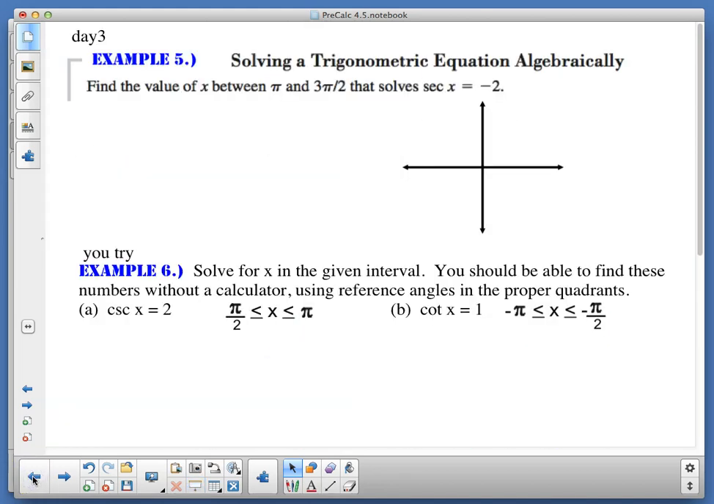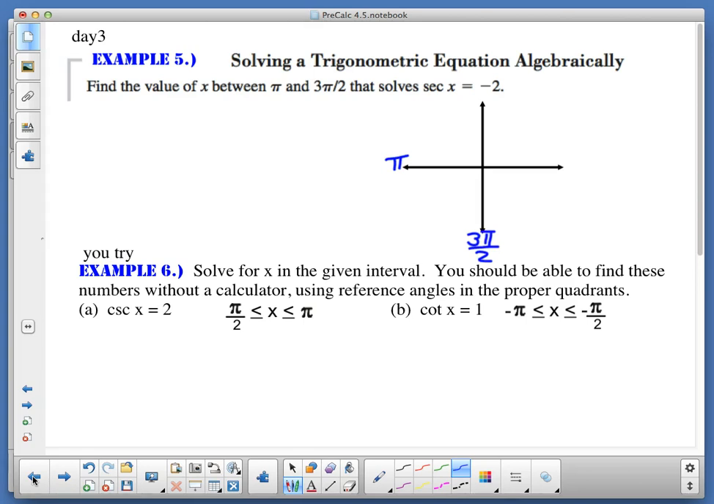We're talking about solving. And when we're doing the solving stuff, we're really using the ideas. There's a couple ways of looking at it. They're asking us to solve for x. You can use the inverse function, and really that's what we're thinking about, because you take a ratio, you put it into the inverse, you find an angle value. But we're using reference triangles in these. So in example 5, solving a trig equation algebraically. Find the value of x between pi and 3 pi over 2. Are you okay that that's where 3 pi over 2 is and that's where pi is?